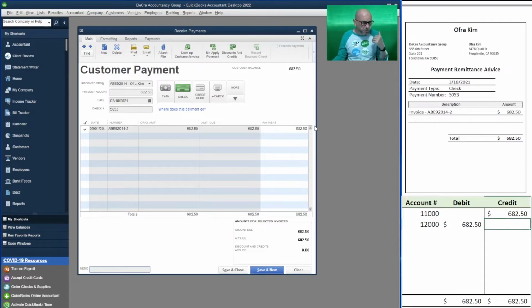We received the payment right here, right? It is reducing our accounts receivables because less money is owed to us. So, accounts receivable is an asset. It is reduced when credited. Here it is. We credit 11,000.